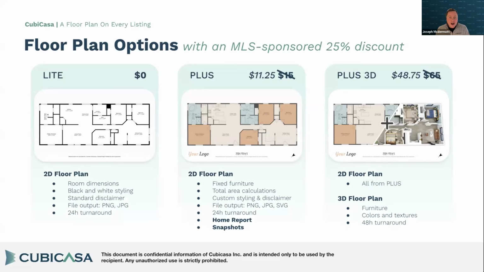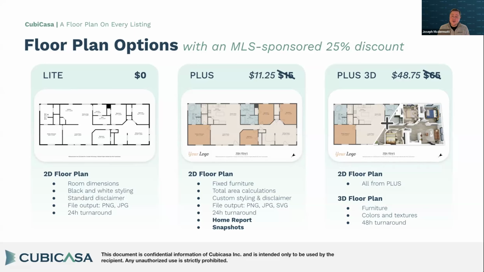Plus is an upgraded option. The biggest piece of this, I would say, when it comes to real estate is that fixed furniture is included. So you'll see things like appliances in the kitchen, if there's an island or wraparound countertop, all of that will be included, as well as fixtures in the bathrooms and wet spaces. So tubs, toilets, vanities, shower stalls, washers, dryers, all of that will actually be included on the floor plan itself.